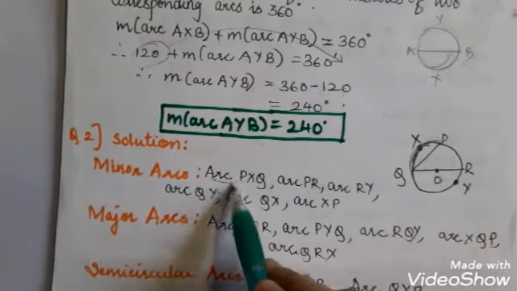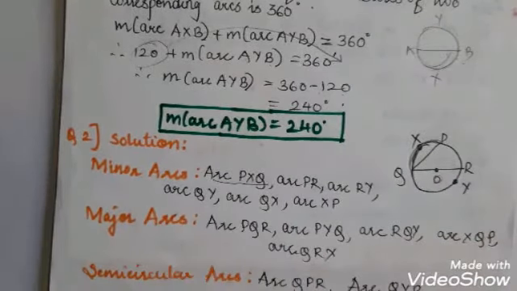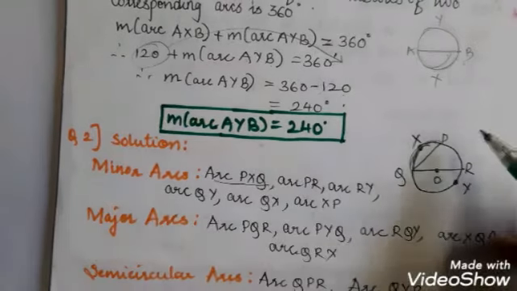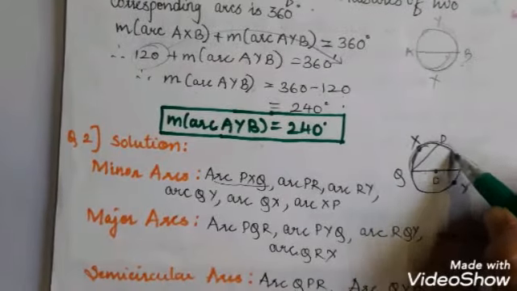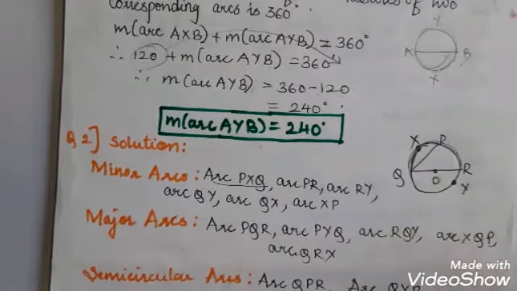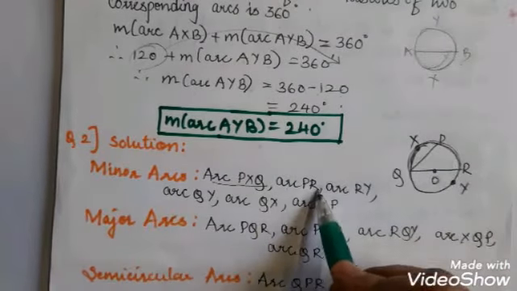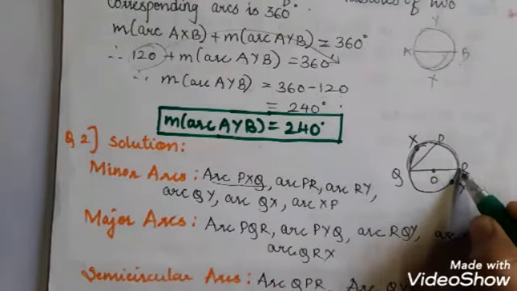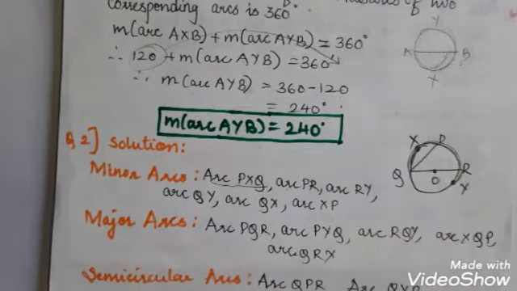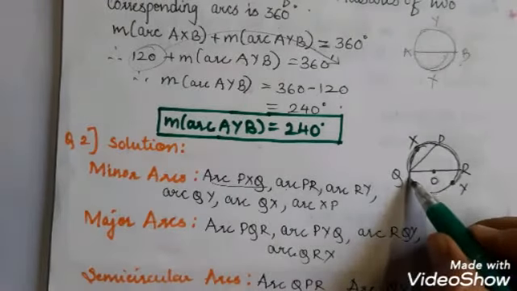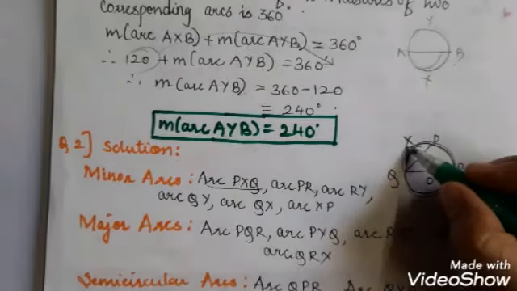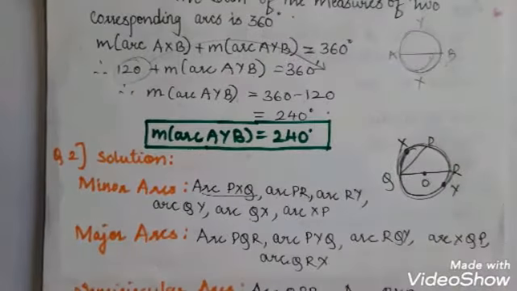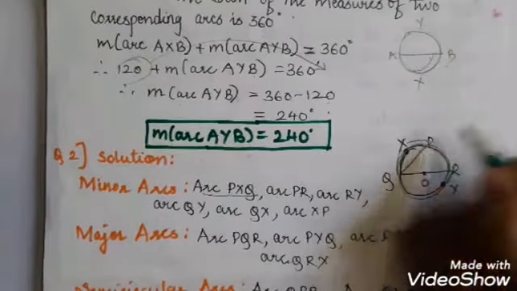So first arc is PXQ. Then next I can take PR also as an arc because this is also a small portion. So arc PR. Then next arc RY. Then next arc QY. Next arc QX. And last is arc XP.